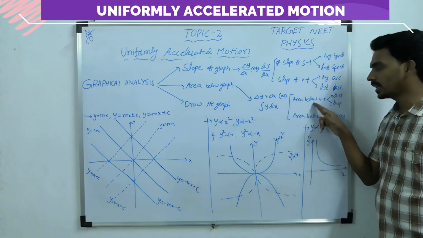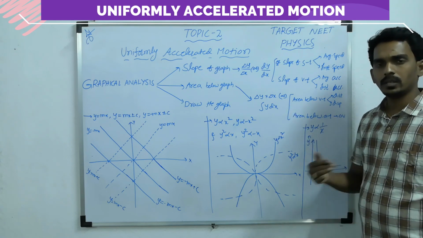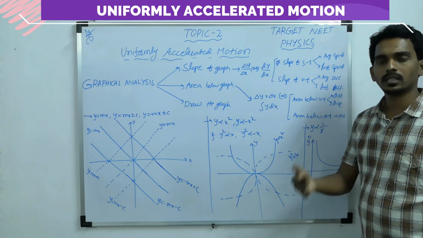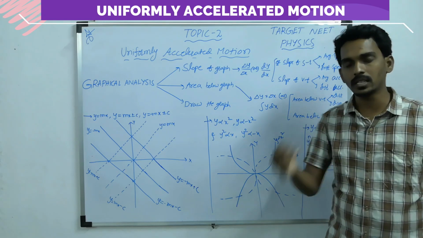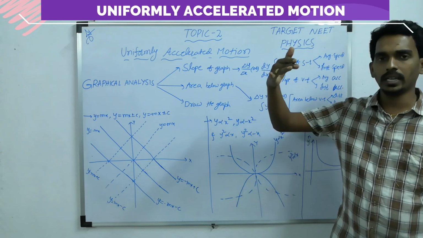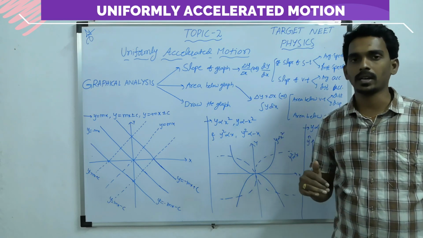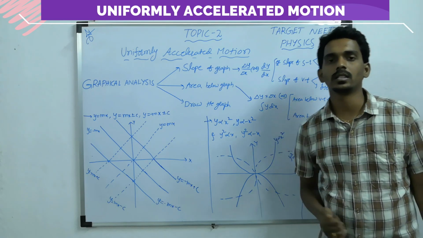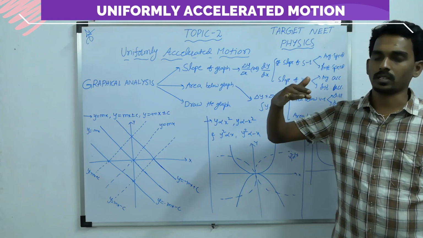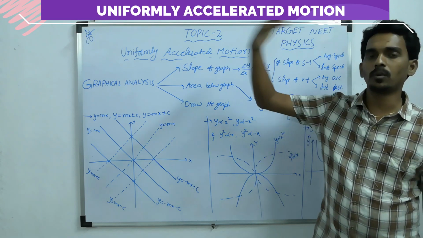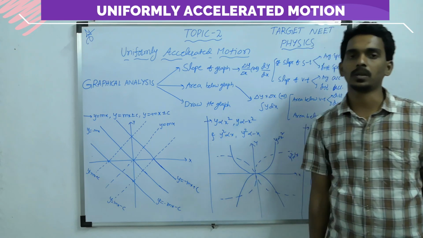So consider the area below the v-t graph. Area below the v-t graph means what? V into t, that is nothing but either distance or displacement. But when you get distance and when you get displacement, that is the question. The total area above the time axis and area below the time axis, that sum is called total distance covered. If you subtract the area below the time axis from the area above the time axis, then you will get the displacement.